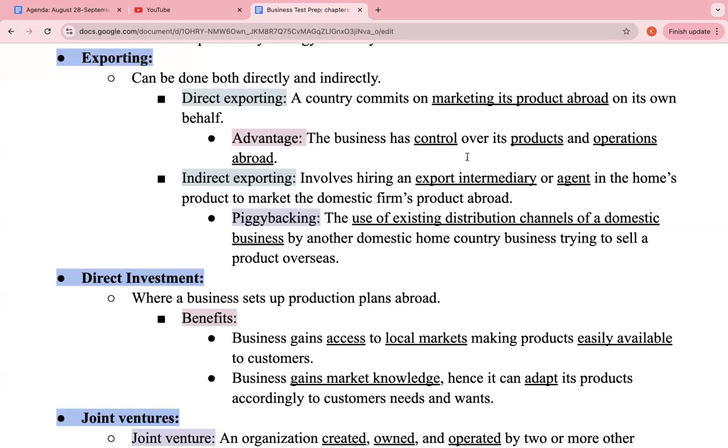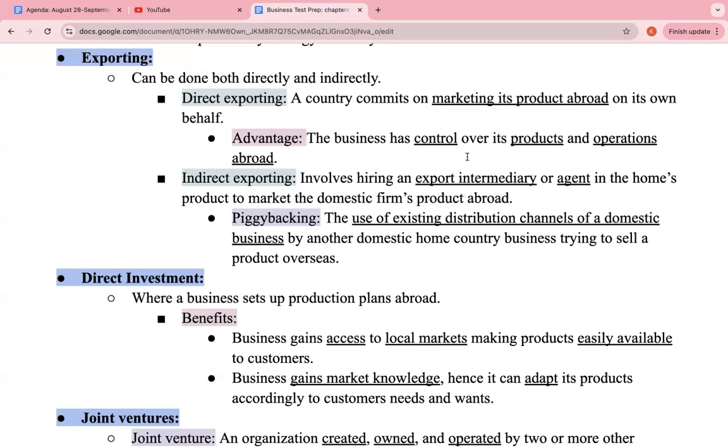And indirect exporting involves hiring an export intermediary or an agent in the home country to market the domestic firm's product abroad. So this is basically when they hire someone. And again, the advantage is that maybe hiring someone is cheaper. So it depends. It might be cheaper, it might be more expensive. It really depends on the situation, because sometimes there are tariffs, there may be many things involved in exporting.